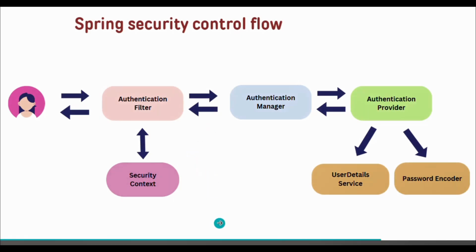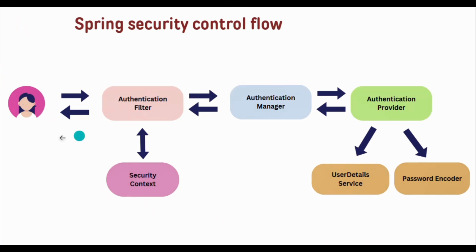First I will explain the Spring Security control flow so you will get a better idea. First, the client makes a request. It goes to the authentication filter. It executes a series of filters, so it's called a filter chain. Then the request goes to the authentication manager, which is actually responsible for the authentication. Its job is to identify the authentication provider which we have used in our project. There can be multiple authentication providers.